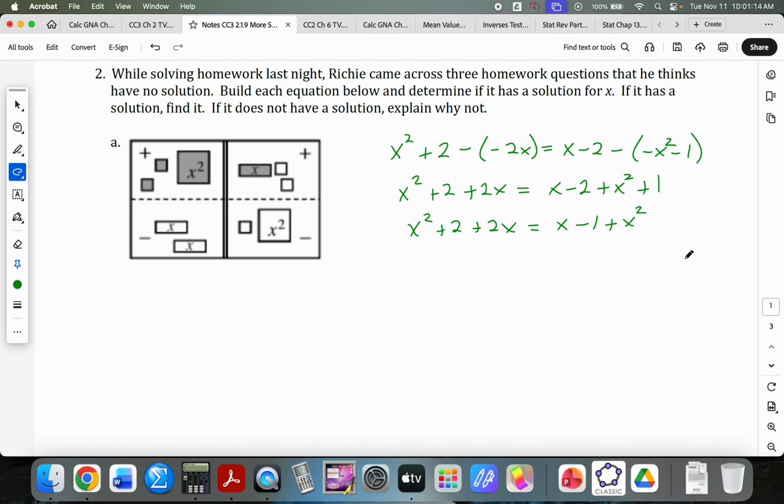So I usually take care of the bigger powers first, right? x squared before I do x. So I'm going to make a 0 pair here. And when I do the same thing over here, that's actually kind of nice. The x squareds both go away. So I've got 2 plus 2x is equal to x minus 1.